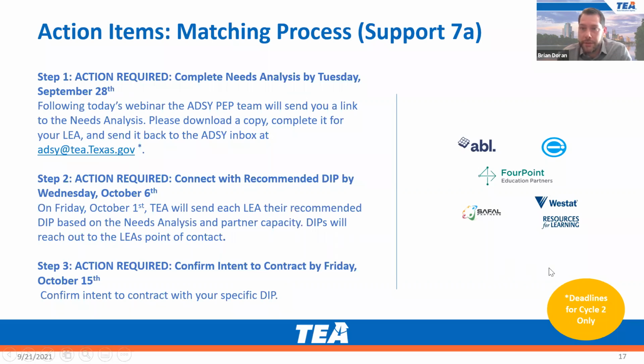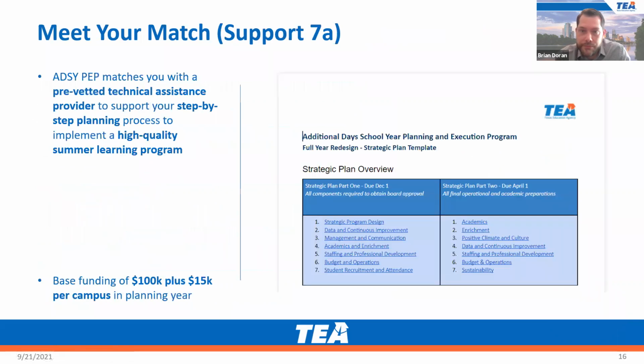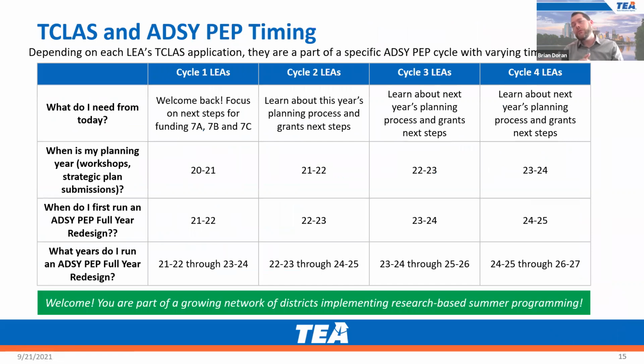And so at risk of jumping around too much, I am going to go back to that slide that I skipped. Okay. Quick explanation here around cycles. So you, in your application, each LEA, each district applied to start their planning process in a specific year. And so what we have is associated Adzy Pep cycles according to those planning years.